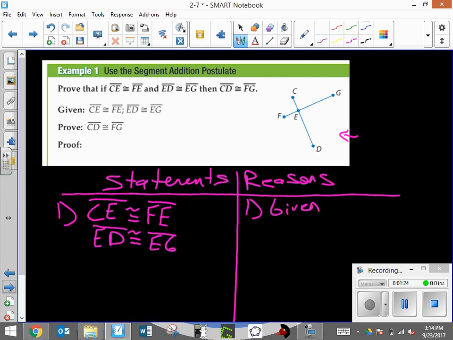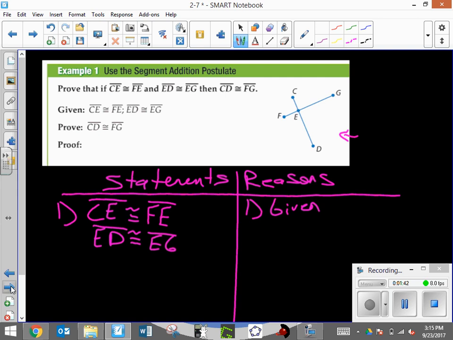We're trying to prove that the big segment CD, this whole thing here, that segment is congruent to this segment FG. Well, if we look at it, they look to be equal, but we're trying to actually prove that they are equal.